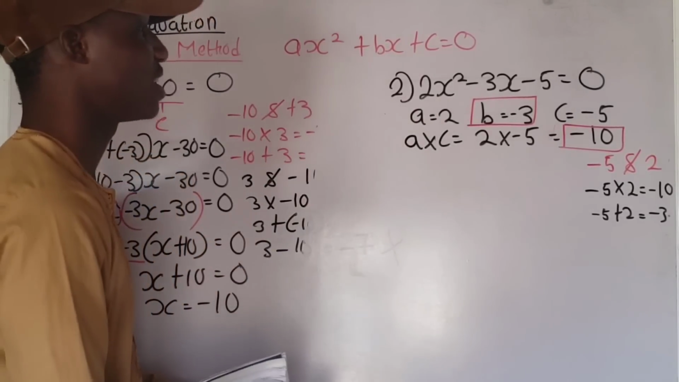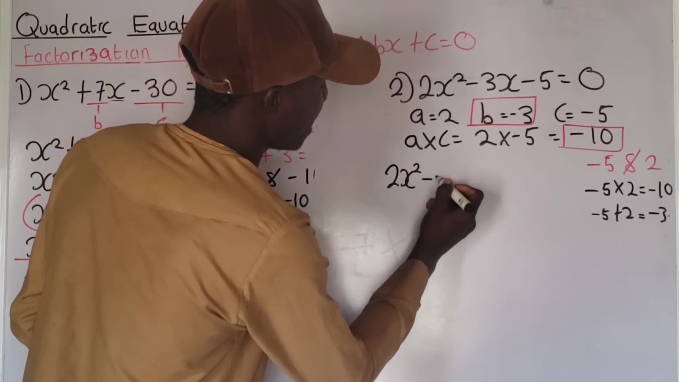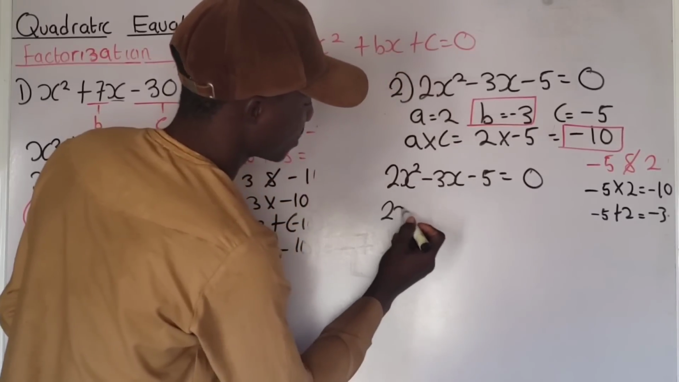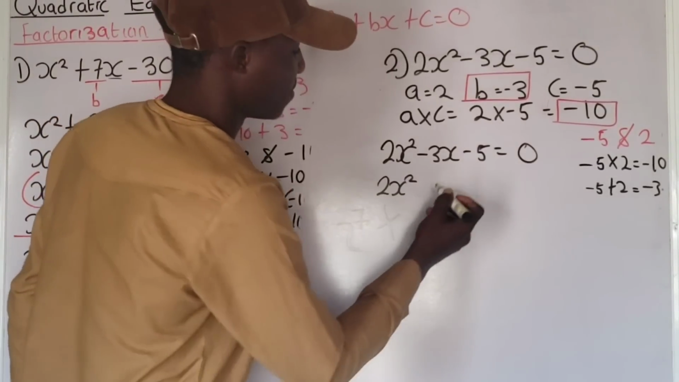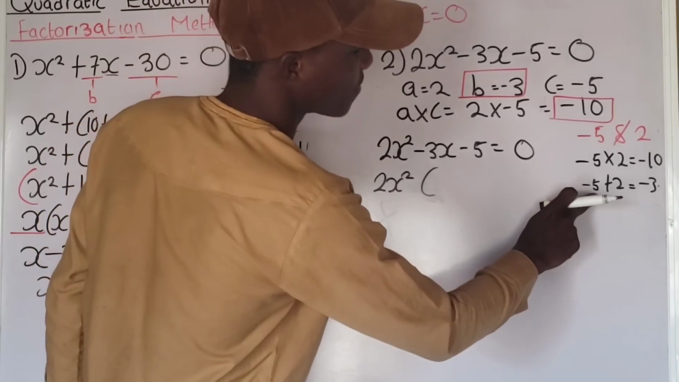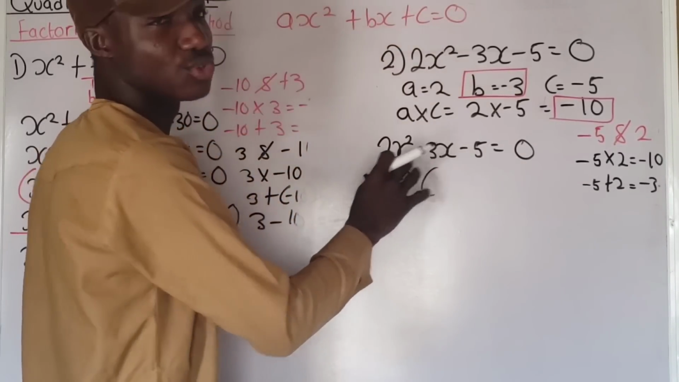Just pay attention, okay? Here, the quadratic equation will become like this: 2x squared minus 3x minus 5 equals 0. 2x squared, please pay attention, into bracket, I'm going to replace negative 3 by what? Negative 5 plus 2. You understand? Because negative 5 plus 2 will give me what? Negative 3. Do you understand?